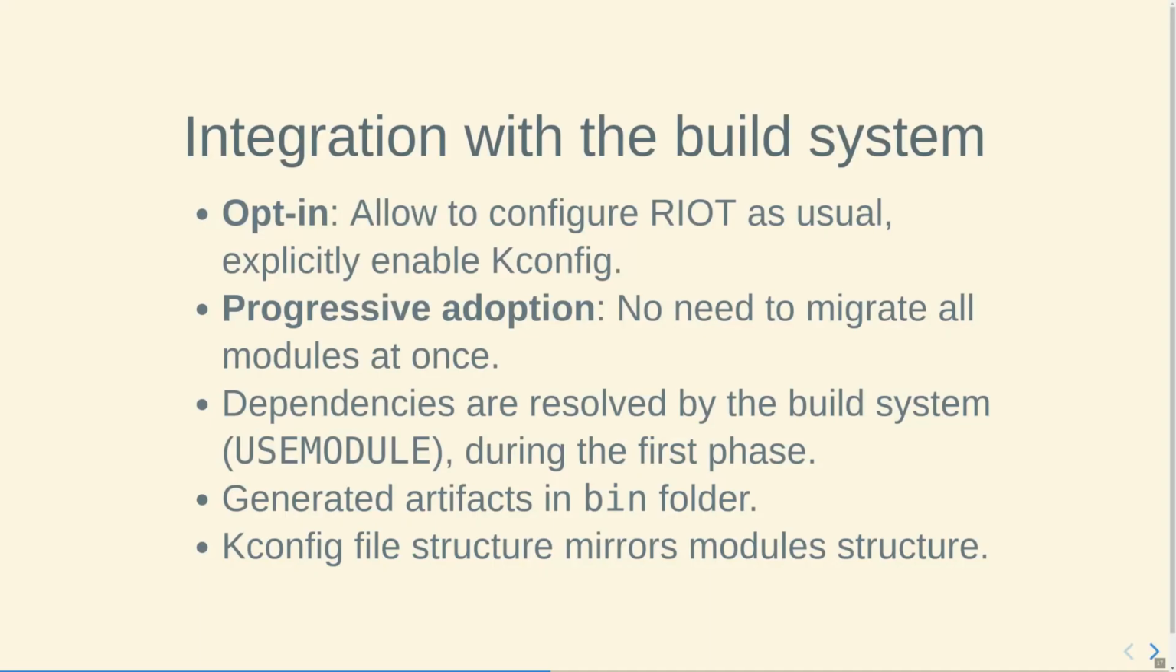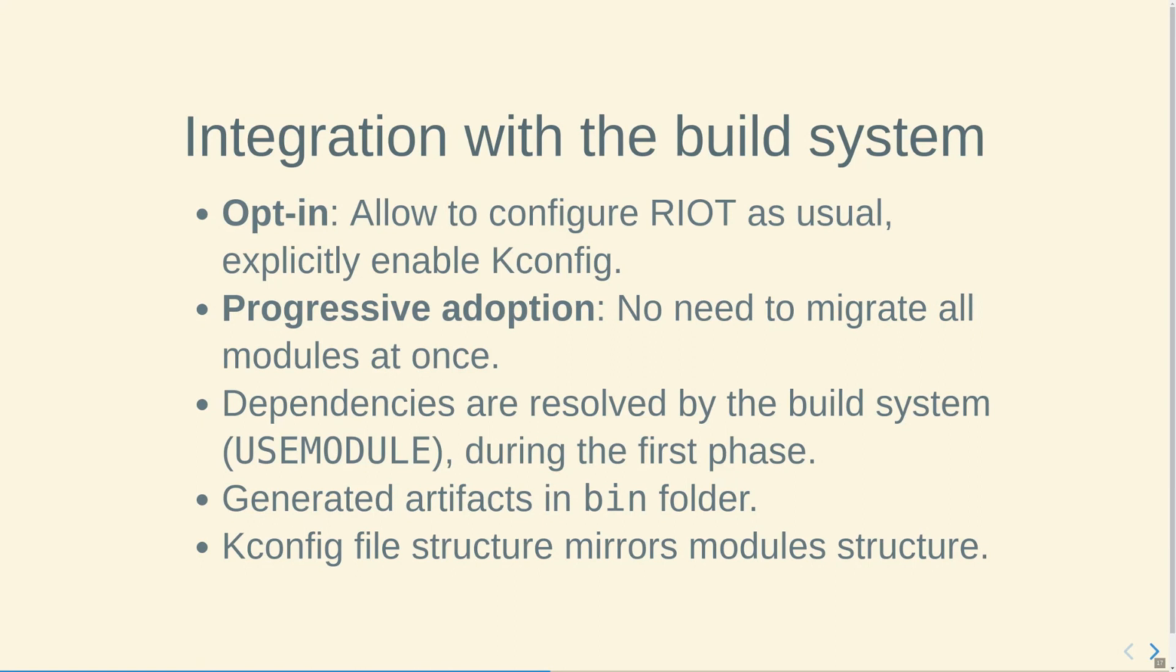We propose that the integration of kconfig with the build system should be opt-in in the first phase, allowing to configure RIOT as usual, just with the default values in header files, and explicitly enable kconfig for a certain module when a user wants to configure that module using kconfig. Also, progressive adoption can be the approach because there is no need to migrate all the modules at once. We can just start exposing configurations in kconfig files per module.